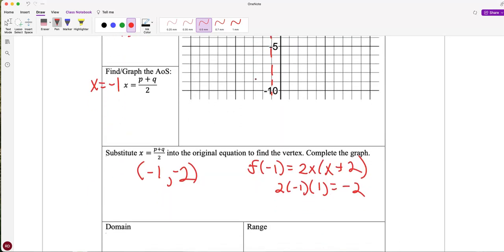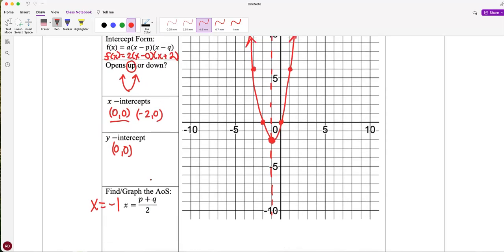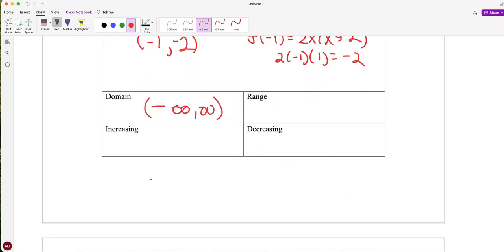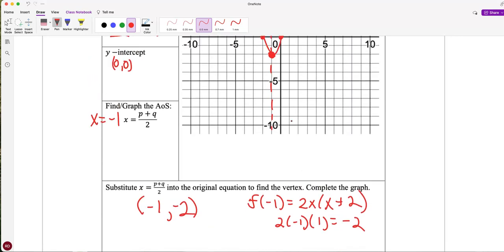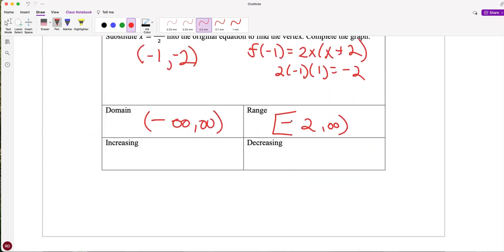The domain, answer to all of these, -infinity to infinity. The range, your y values. There are no y values until you get to -2. So the range is -2 to infinity. Increase and decrease. As I start from left to right, it decreases from -infinity until it gets to -1. So -infinity, -1, and then once I get to that spot, it starts increasing.